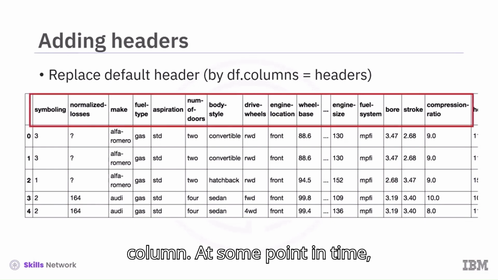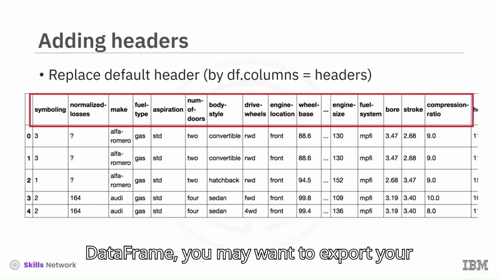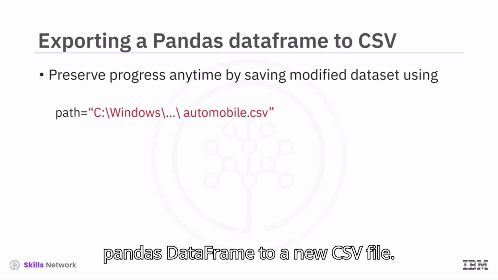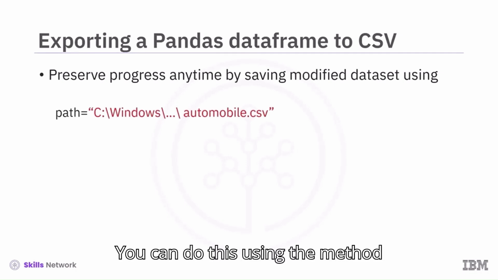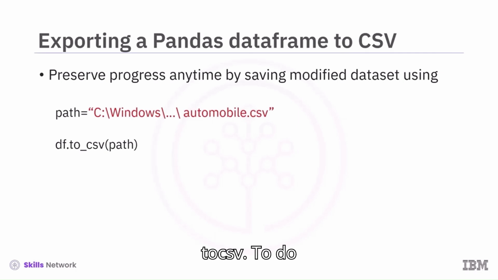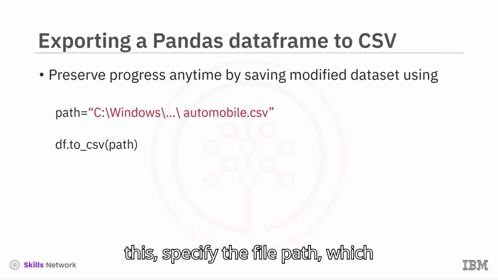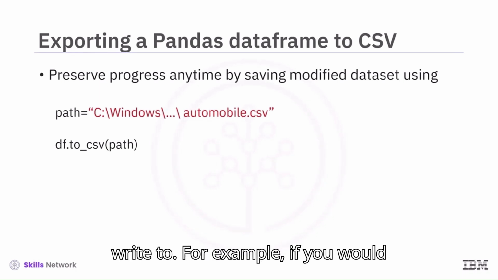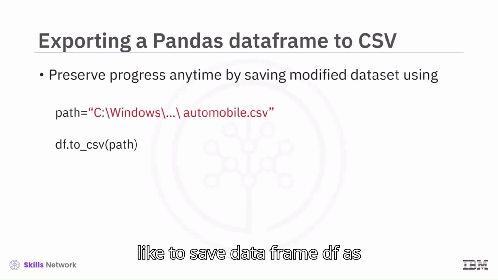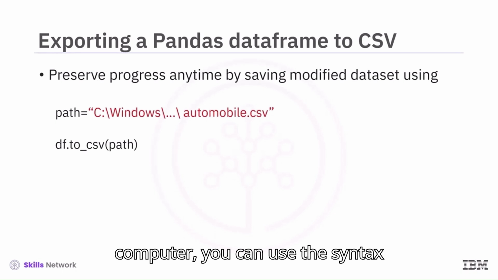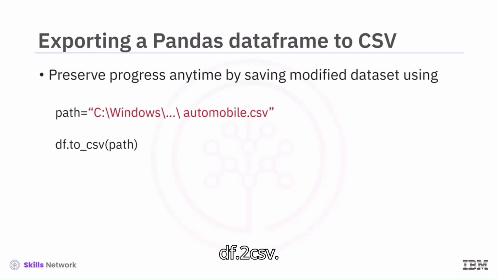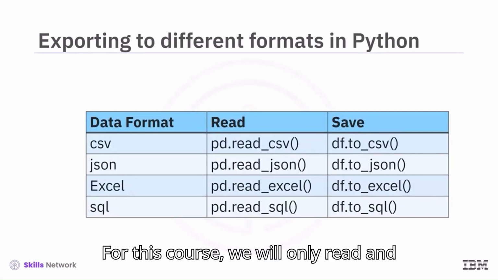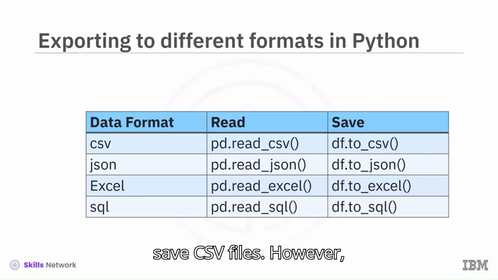At some point in time, after you've done operations on your data frame, you may want to export your Pandas data frame to a new CSV file. You can do this using the method to_csv. To do this, specify the file path which includes the file name that you want to write to. For example, if you would like to save data frame df as automobile.csv to your own computer, you can use the syntax df.to_csv. For this course, we will only read and save CSV files.